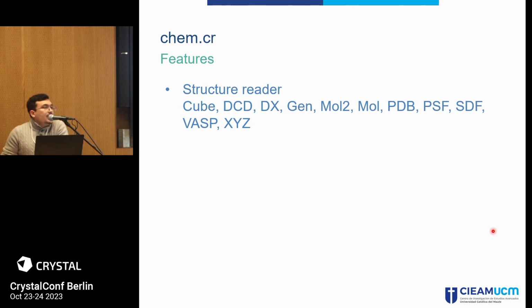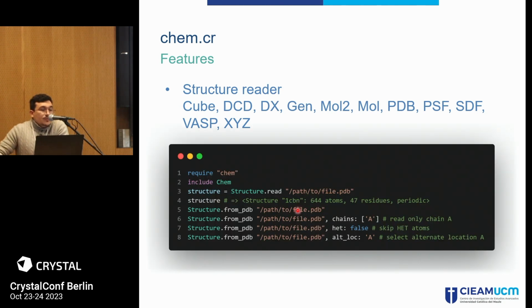First, the structure reader. For now, chem.cr supports those structure formats, really important ones, some of the most commonly used. And you can use it in this way: require chem, include chem. And you can create a structure object, use a structure, create an object to read the file, and also you can select which chains, which kinds of atoms to load from the beginning. And this is important because some models are really heavy and require so much size.